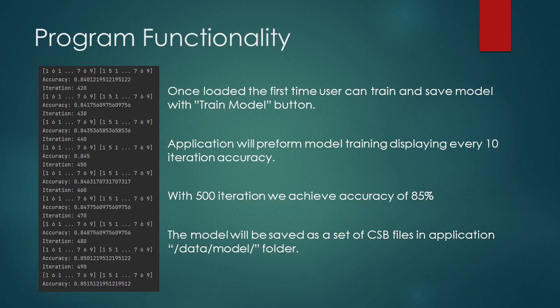Once loaded the first time, the user can train and save the model with the Train Model button. The application will perform model training, displaying accuracy every 10 iterations. With 500 iterations, we achieve an accuracy of 85%. The model will be saved as a set of CSV files in the application data model folder.